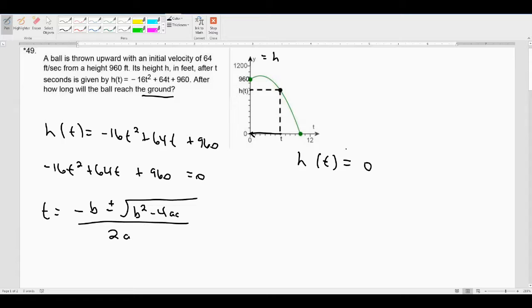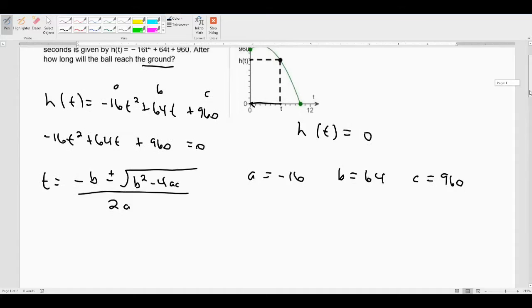And so what we want to do is substitute our a, b, and c. A is negative 16, b is 64, and c is positive 960. If you don't know why, mathematicians are not very creative people. Your alphabet begins with A, B, C. That's why you have to put in correct order. Everything makes sense once you have in correct order, which it already was.